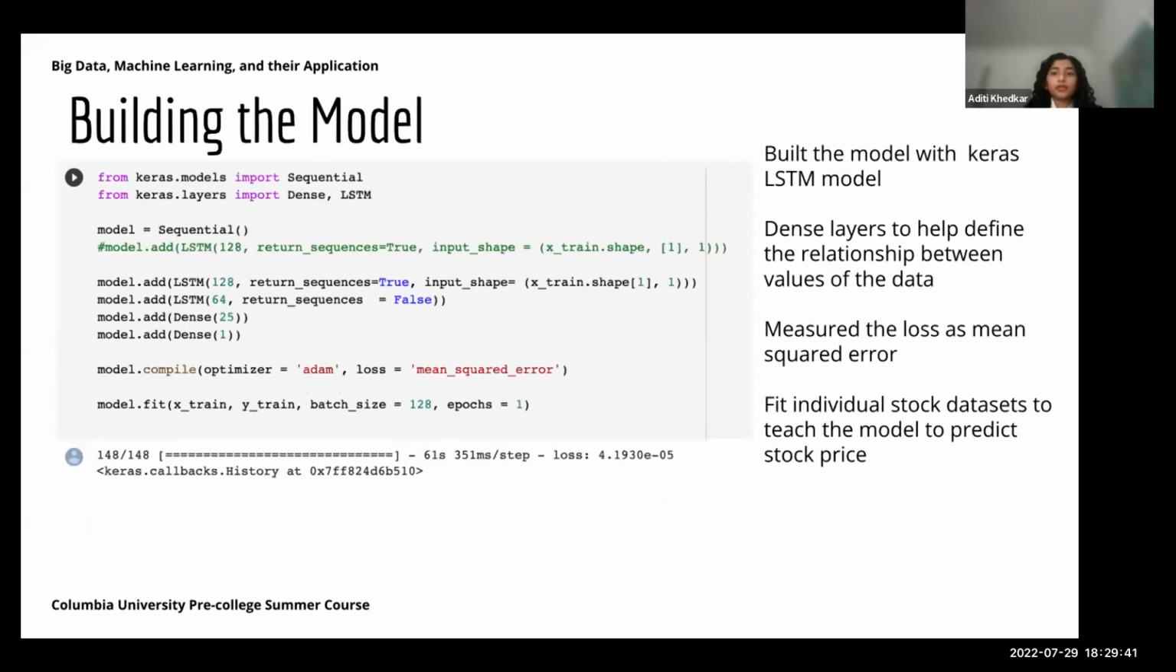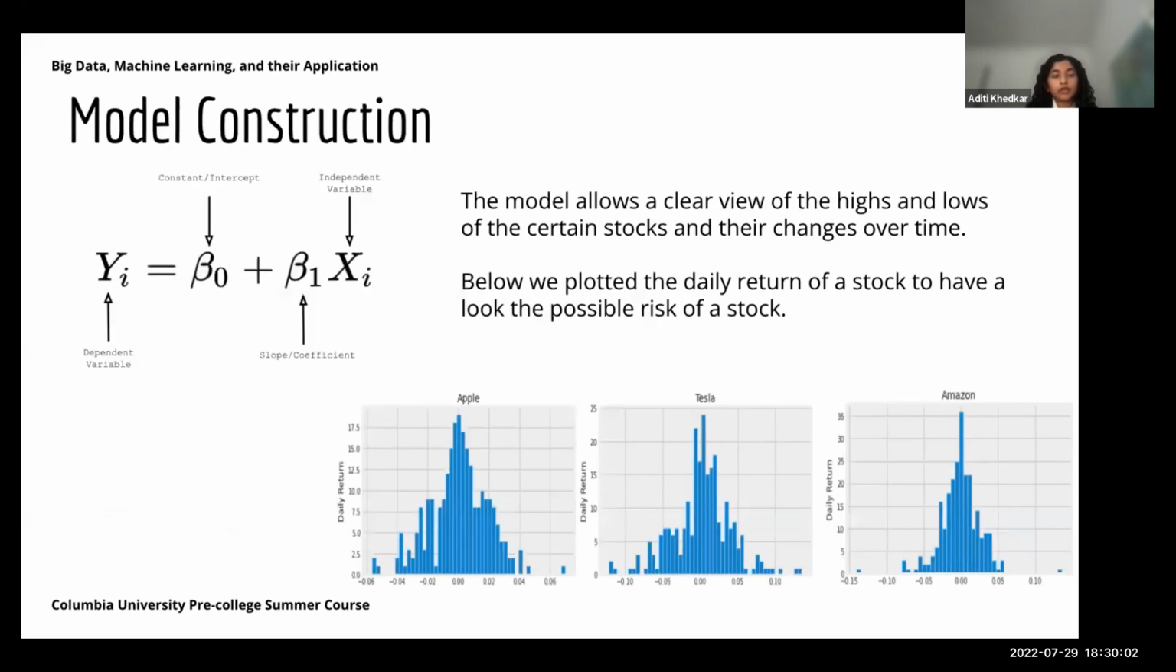We built the model using Keras' LSTM model, and we use dense layers to help define the relationship between the values within the data. We measure the loss as a mean squared error and fit the individual stocks' data sets to teach the model how to predict each stock's price. The model's construction was a linear regression model, and it allows a clear view of the highs and lows of certain stocks and their changes over time.